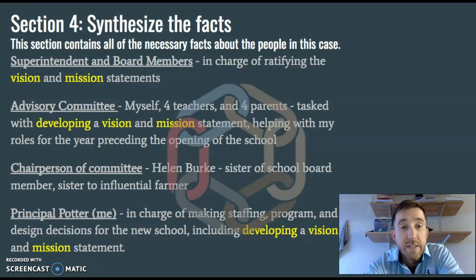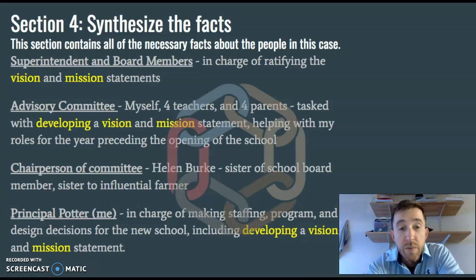Section 4 is my synthesis of the facts. This section contains all the necessary facts about people in the case. The superintendent and the board members are in charge of ratifying the vision and mission statements. My advisory committee is myself, 4 teachers, and 4 parents tasked with developing the vision and mission statement and helping with my roles for the year preceding the opening of the school.